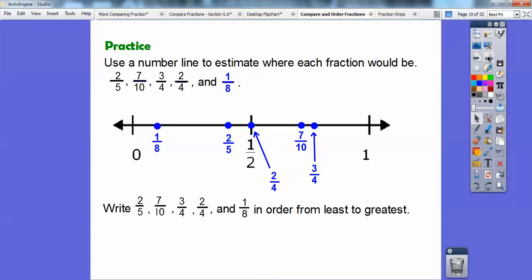All right, so then write those numbers in order from least to greatest. They're the same fractions right up there, and once you have them listed on a number line, then they're in order right there. This is the smallest, this is the next smallest, this is the next, this is the next, and 3/4 would be the biggest. Okay, so there they are in order right there.